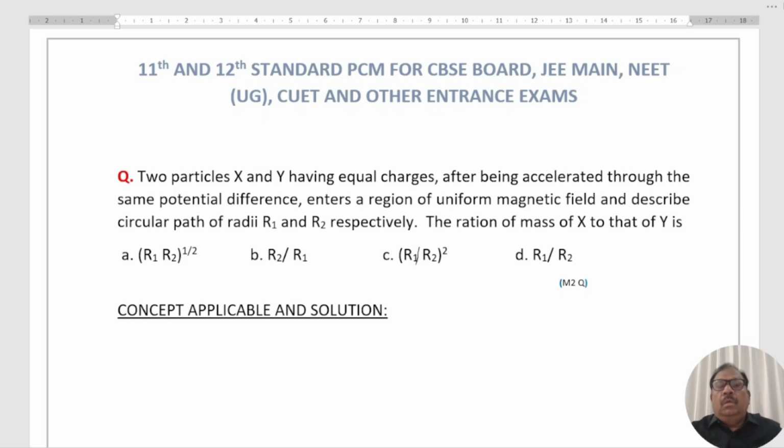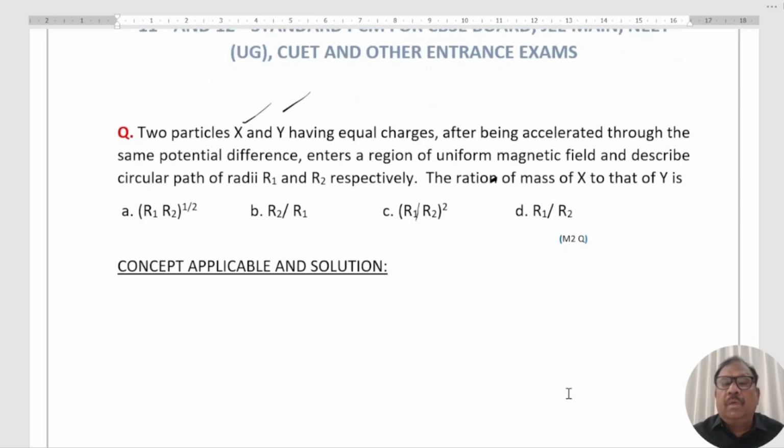The question is: two particles X and Y having equal charges, after being accelerated through the same potential difference, enter a region of uniform magnetic field and describe circular paths of radii R1 and R2 respectively. The ratio of the masses of X to that of Y is? Four options are given, and one of them is correct.